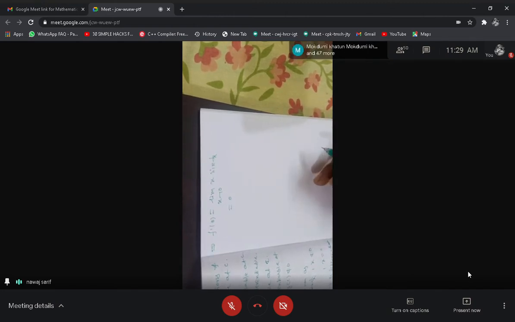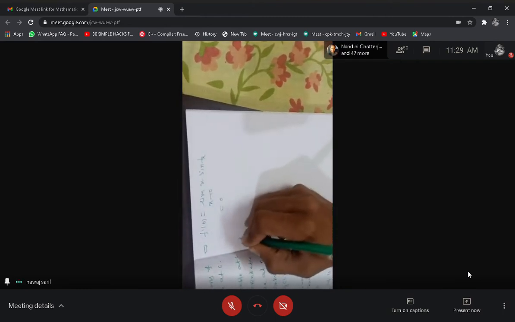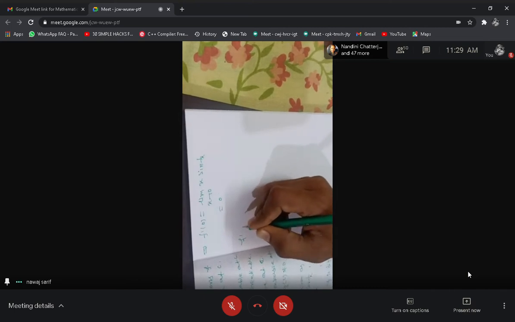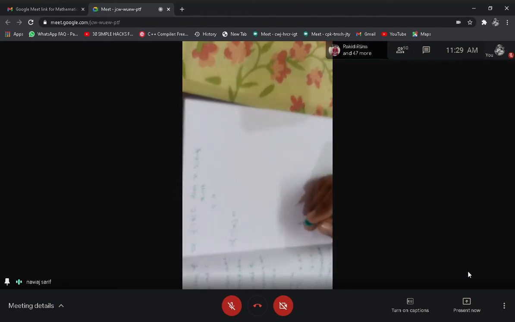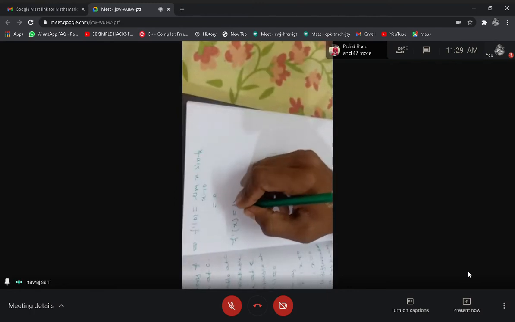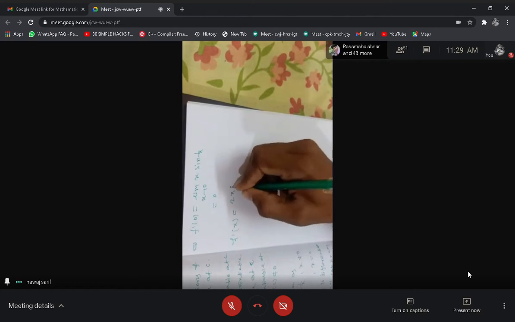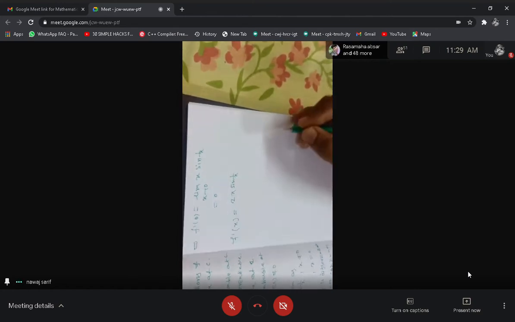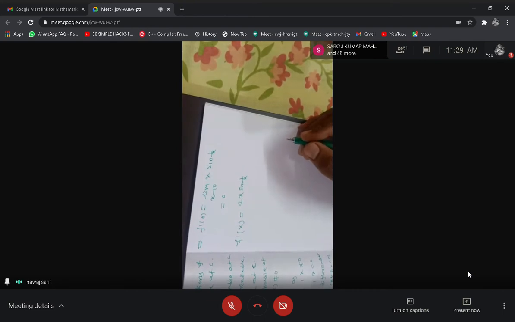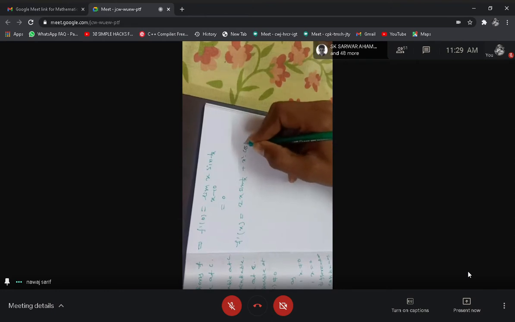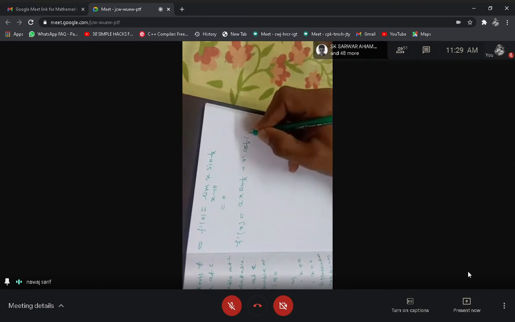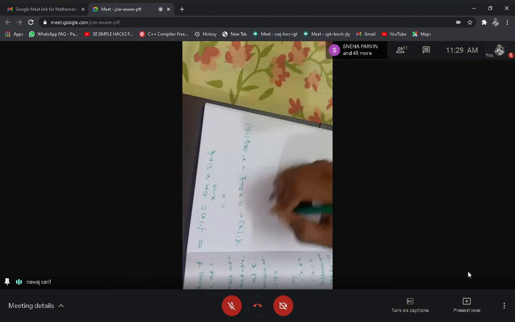To show that f dash is not continuous, first of all you have to find out f dash x. Directly find f dash x from the function. F dash x is 2x sine 1 by x plus x square cos 1 by x, and derivative of 1 upon x is minus 1 by x square.